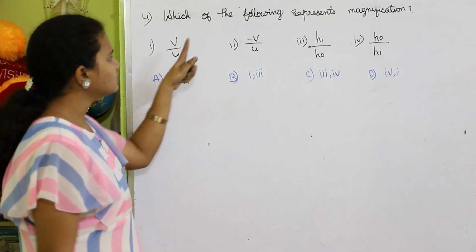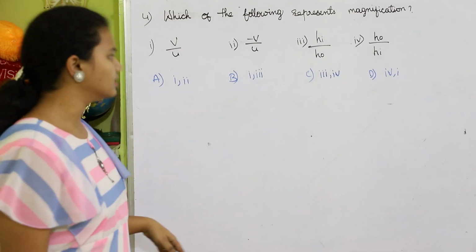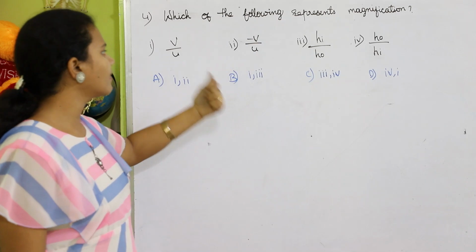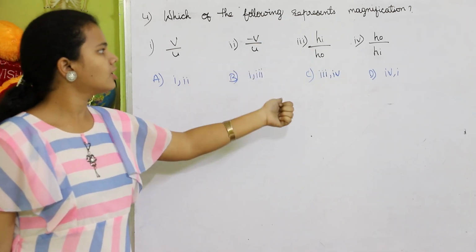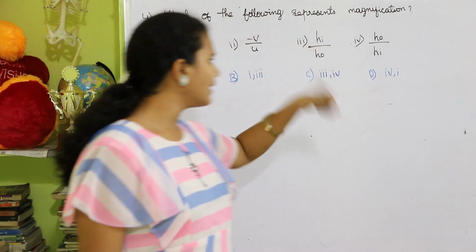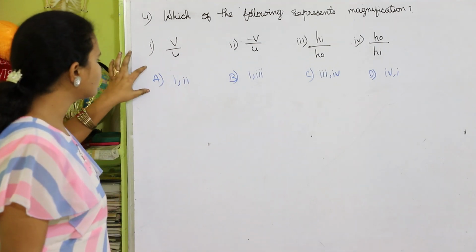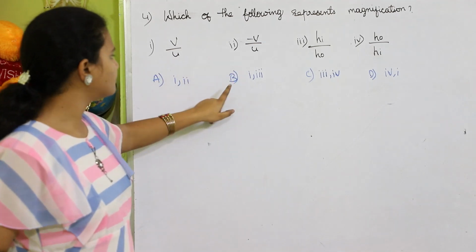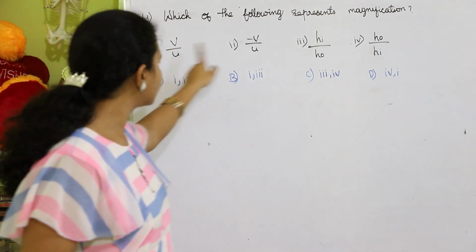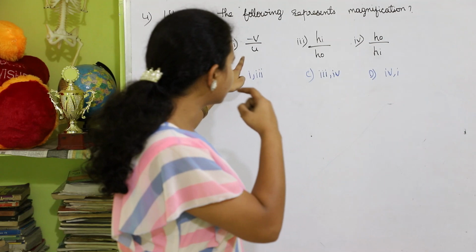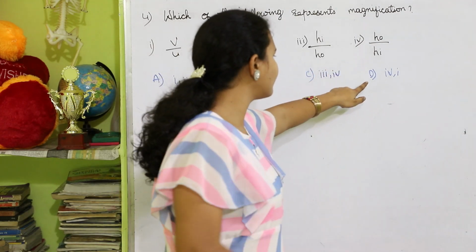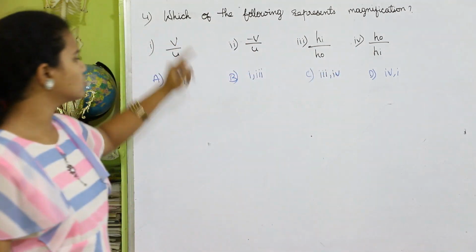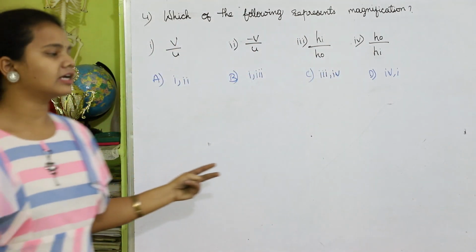Here you have the fourth one. Which of the following represents magnification? First one, V by U. Second one, minus V by U. Third one, HI by H naught. Fourth one, H naught by HI. So here you have the options. Option A, 1 and 2. Option B, 1 and 3. Option C, 3 and 4. And option D, 4 and 1. So here let's find the correct option among these.